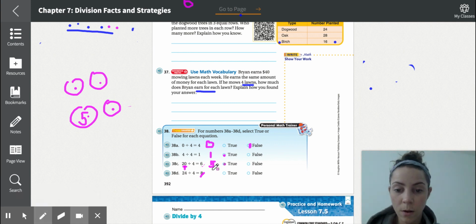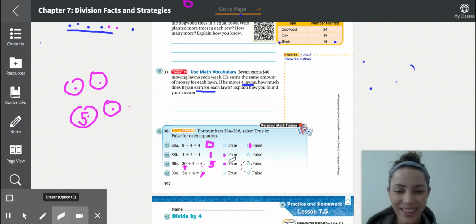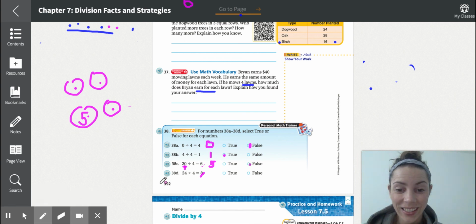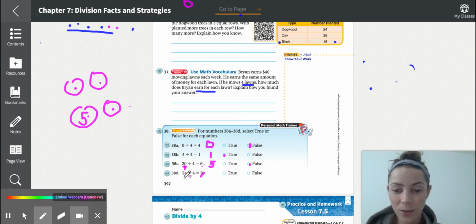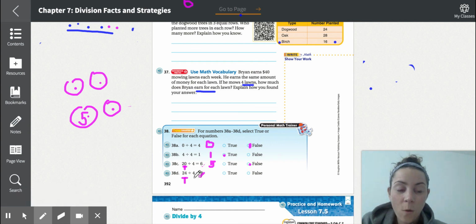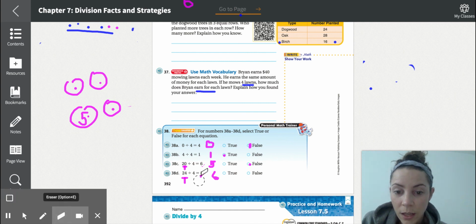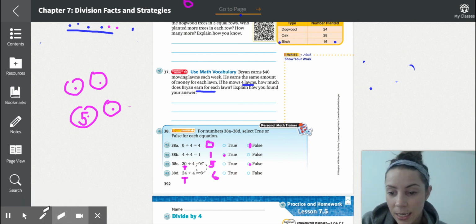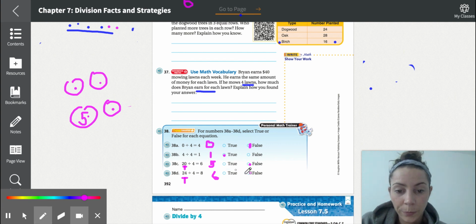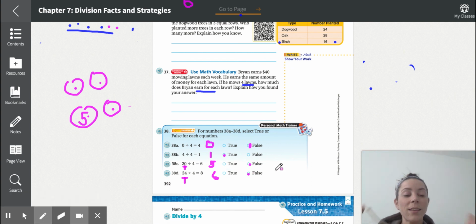Okay, last one. Division starts with the total. 24 is my total. 24 divided by 4. If I draw my picture, if you drew a picture, you would have gotten 6. If you didn't get 6, you need to draw pictures. Their answer is 8. So that is false.